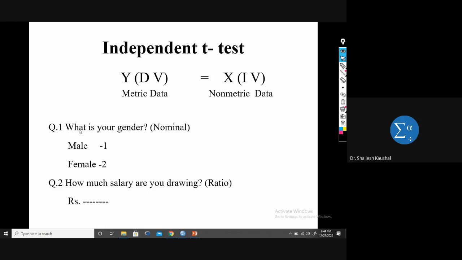The first question is, what is your gender? So either male or female. It is a mutually exclusive question. You will tick either one or two. And then the second question is, how much salary are you drawing? This is a ratio scale question, because salary starts from 0. So your salary may be 10,000, 20,000, 50,000, 1 lakh.